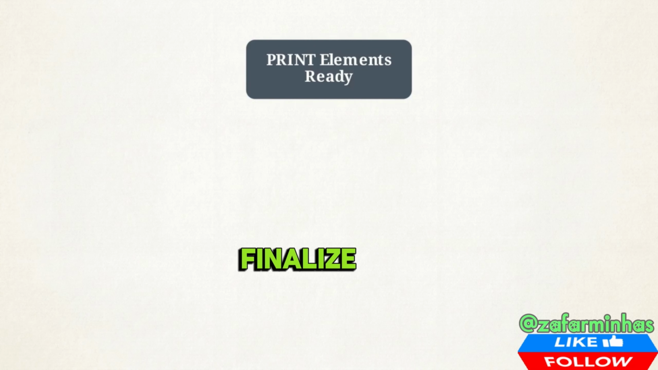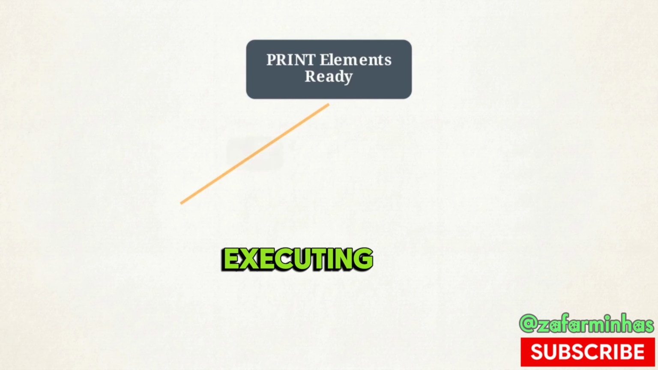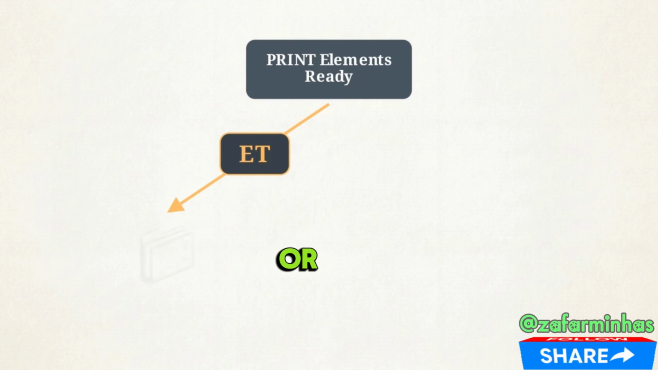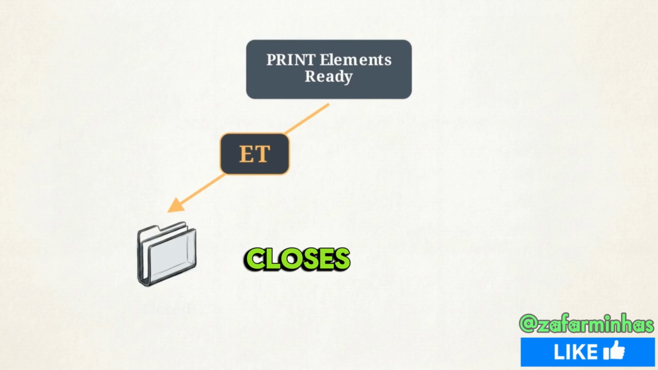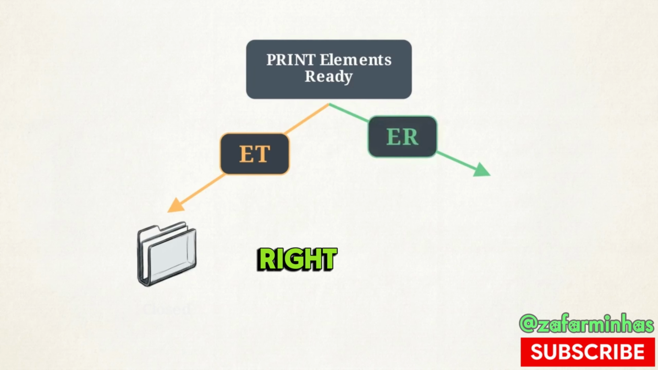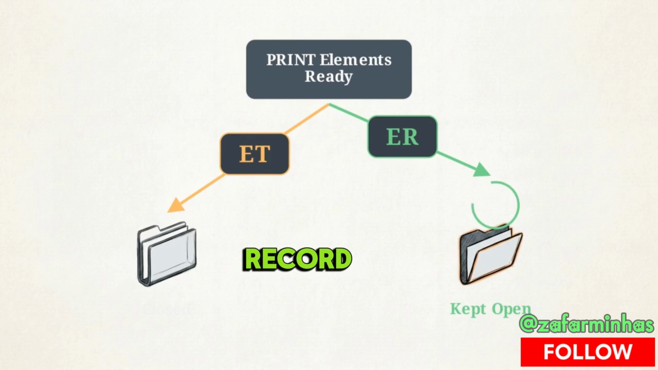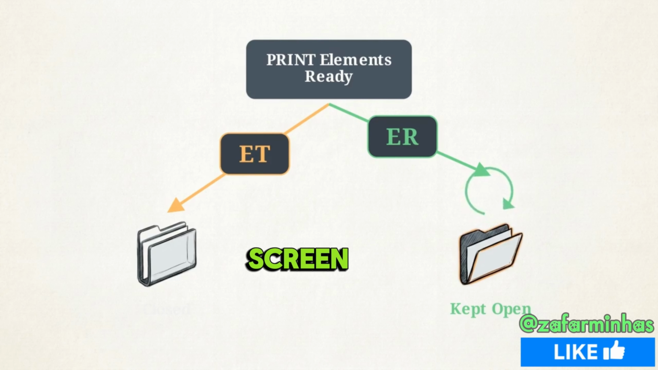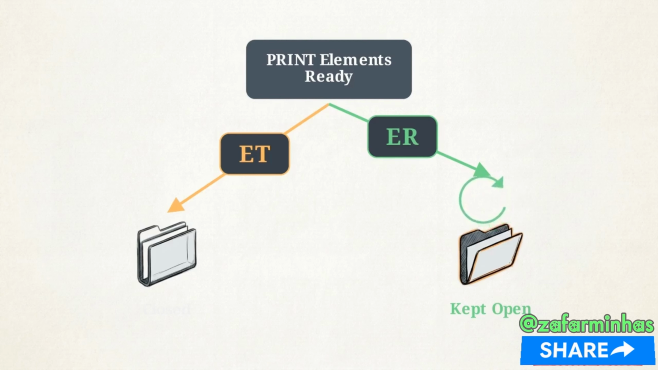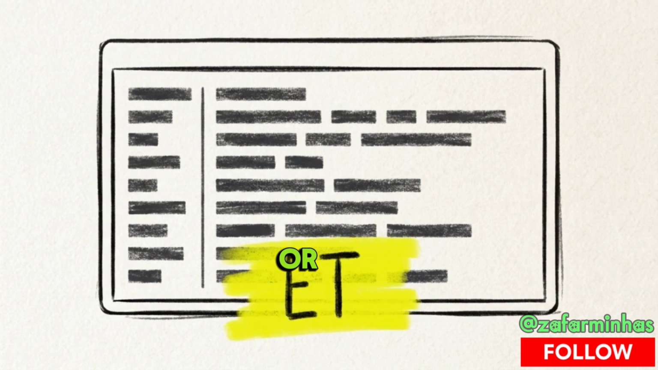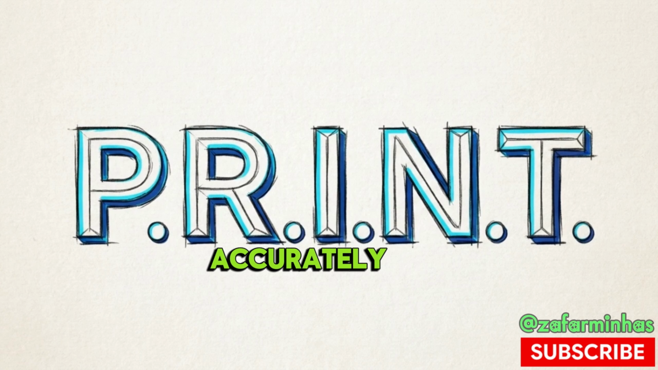As this flowchart shows, you have 2 options to finalize the record. On the left, executing an end transaction, or ET, saves the record and closes the file completely. On the right, using ER saves the record but keeps the file open on your screen, so you can make immediate edits. Executing either the ET or ER command is the ultimate test. Amadeus checks your work instantly, and it will only generate a locator if you followed the P.R.I.N.T framework accurately.